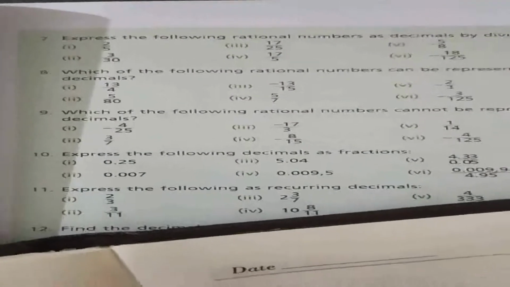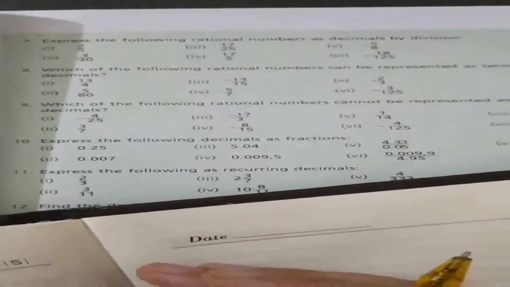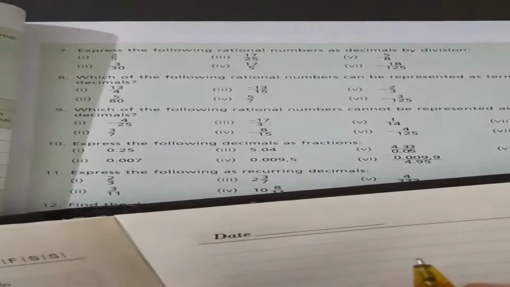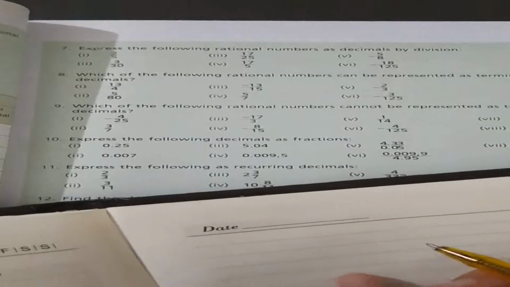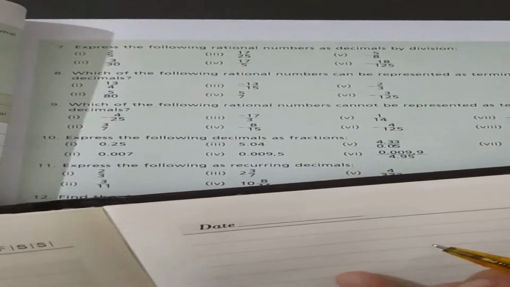It's question number 7. Express the rational numbers as decimals by division. These are the rational numbers given in this question. Just divide and you will get the answer in decimal form. There is no need to convert it to a power of 10 and so on. So I'm going to solve its first part.